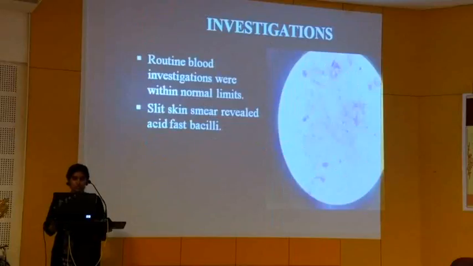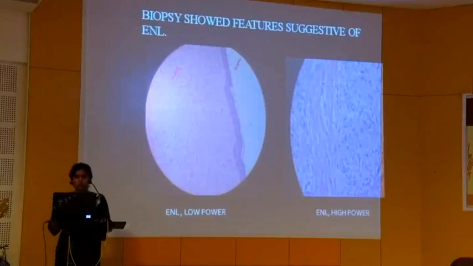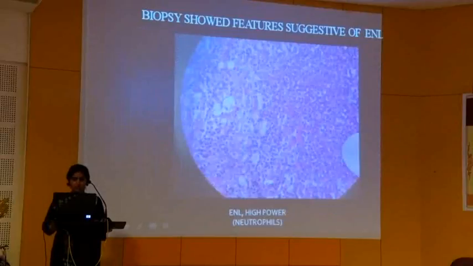Investigations. Routine blood investigations were within normal limits. Slit skin smear revealed acid-fast bacilli. Here in the picture we can see multiple red acid-fast bacilli. Biopsy showed features of ENL, that is, there is thinning of the epidermis, and under high power we can see foamy macrophages, lymphocytes and neutrophils. This is a picture showing the neutrophils, the foamy cells and the lymphocytes.